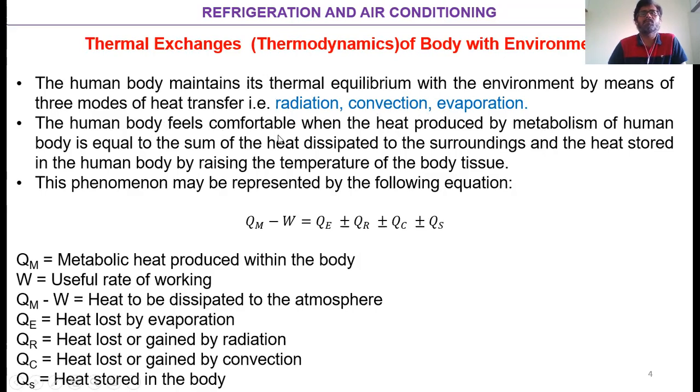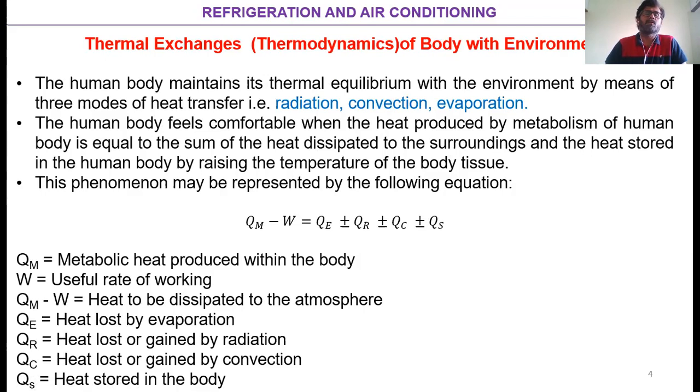The human body normally feels comfortable when the heat produced or generated by the metabolism of the human body, meaning the heat generated by the digestion of food, is balanced. Definitely some energy is required for the conversion of this food into useful energy, isn't it? And heat is produced during this metabolism. So whatever heat is generated by the human body due to this metabolism must be equal to the sum of the heat dissipated to the surroundings and the heat which is stored in the human body by raising the temperature of the body tissue.